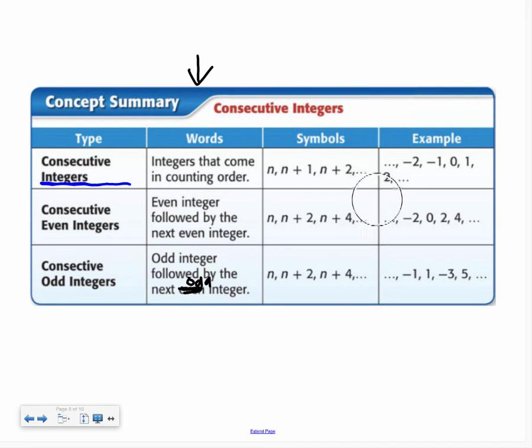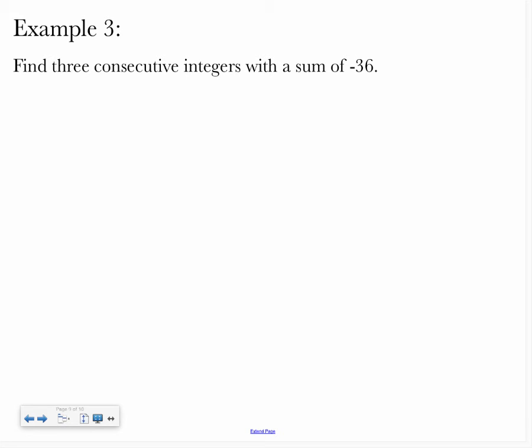I'm going to do an example and see if I can help you guys out with what these are. Just a hint, I love these problems. I think they're fun. So let's make sure you know how to do them. Let's find 3 consecutive integers with a sum of negative 36. Okay, so 3 consecutive integers. If we look back at that table, it's represented by n, n plus 1, and n plus 2.